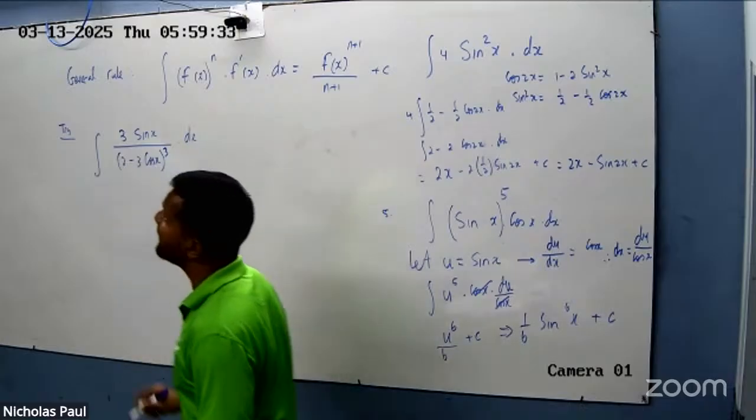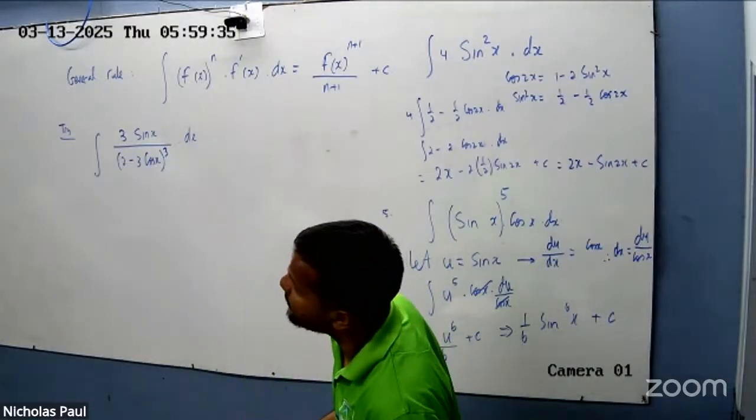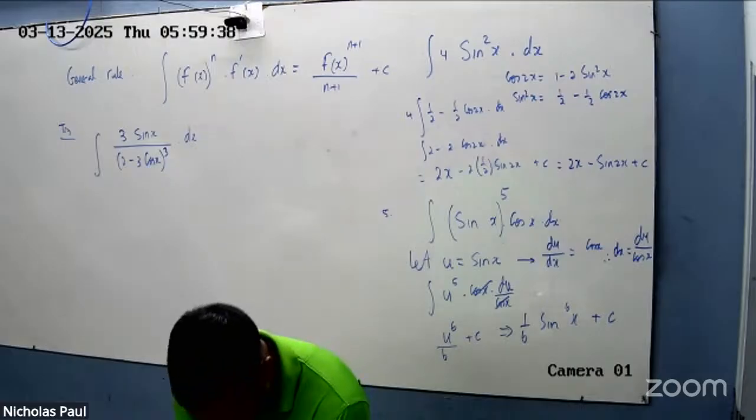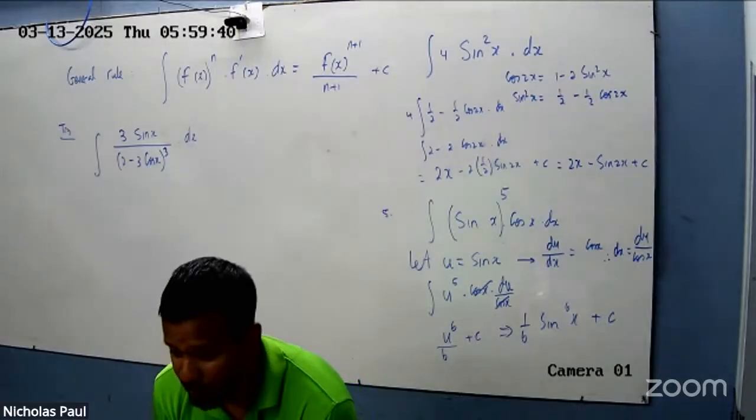Right, try this, please. 3 sin x over (2 minus 3 cos x) cubed. Use substitution and work it out, right?